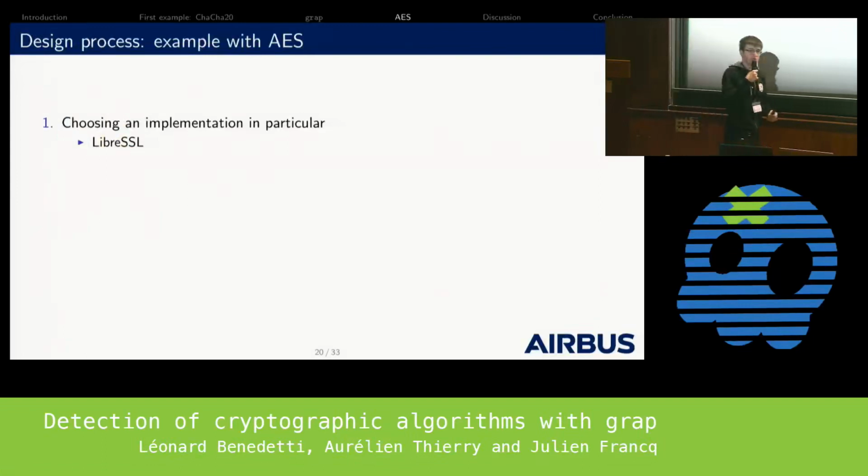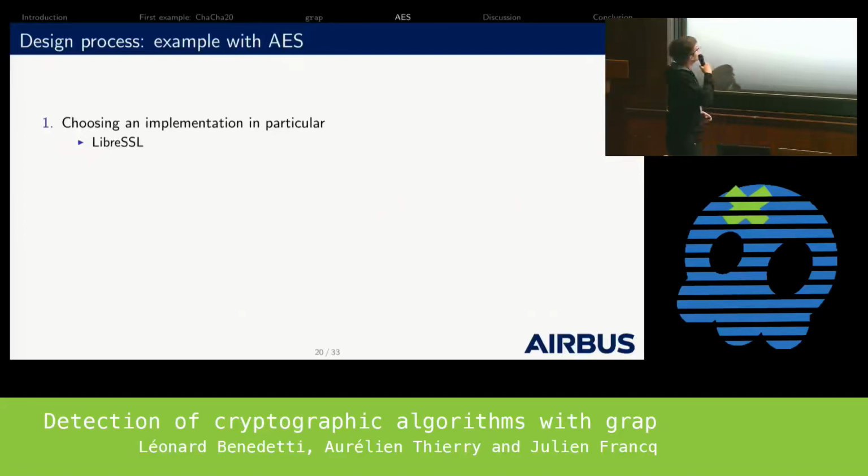The first thing to do is to choose one implementation in particular, because for the same cryptographic algorithm you could have many implementations which, for example, can address different constraints or security features, if you want to avoid some side-channel attacks. You could also minimize the time cost or the memory footprint. So for AES, we chose LibreSSL because it uses the same implementation as OpenSSL, which is ubiquitous and very, very used nowadays.